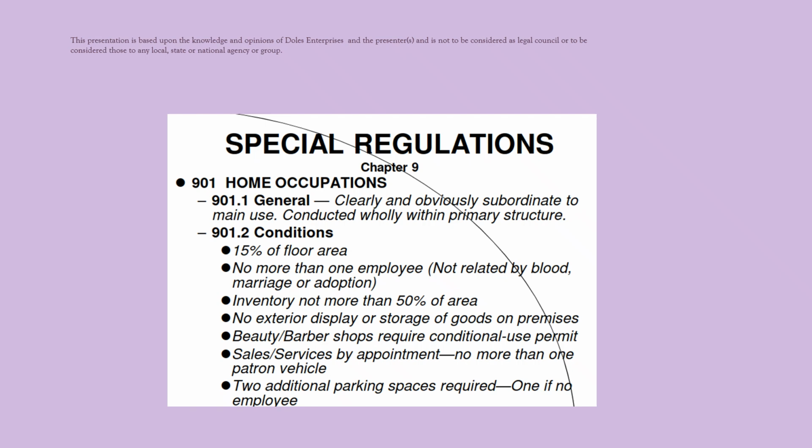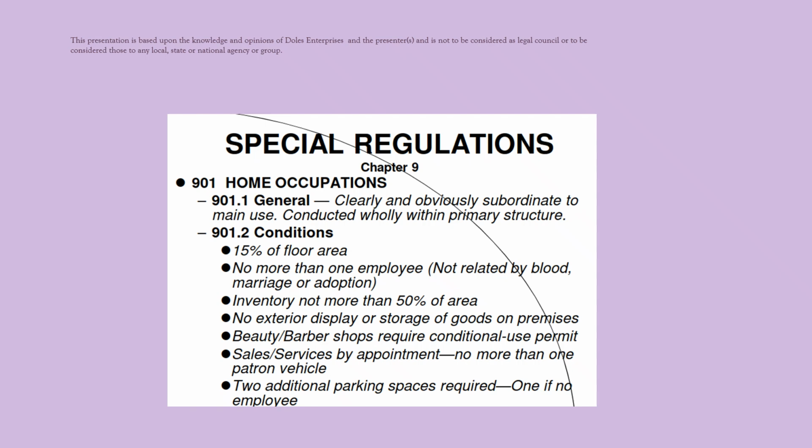Other than those related by blood, marriage, or adoption, not more than one person shall be employed in the home occupation. Inventory and supplies shall not occupy more than 50% of the area permitted to be used as a home occupation. As you recall, home occupation shall not exceed 15% of the floor area. There shall be no exterior display or storage of goods on the premises. Home occupations involving beauty shops or barber shops shall require a conditional use permit.